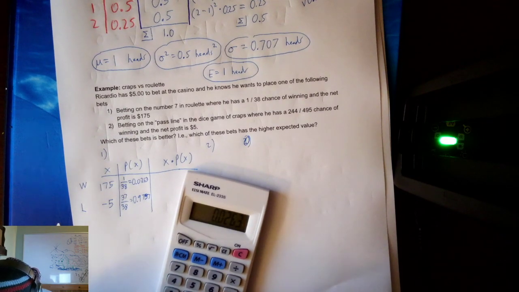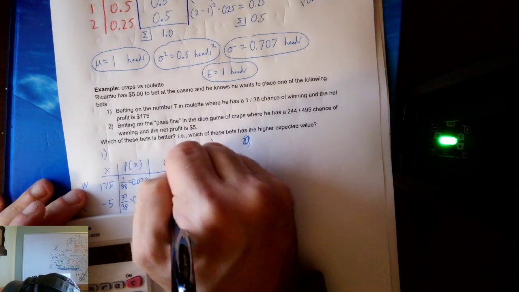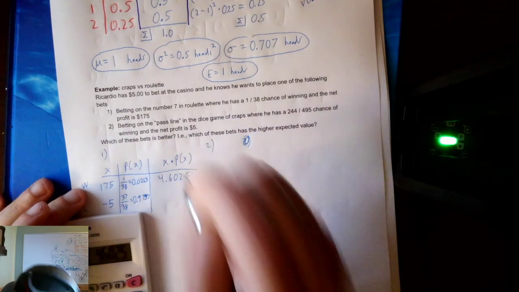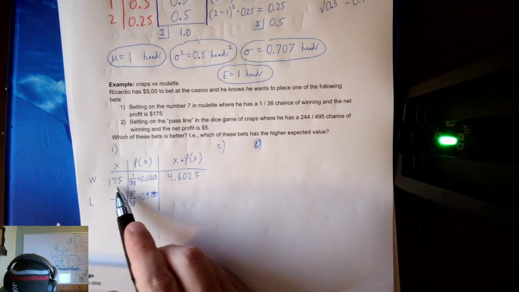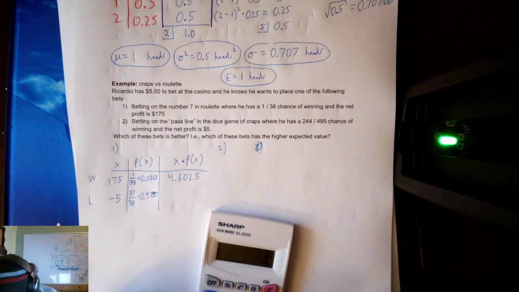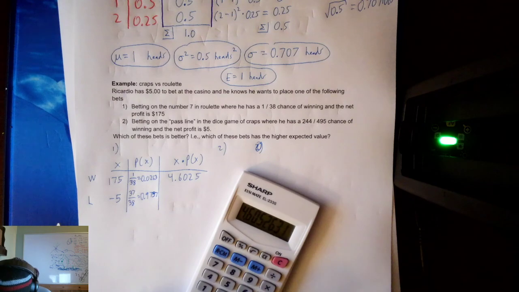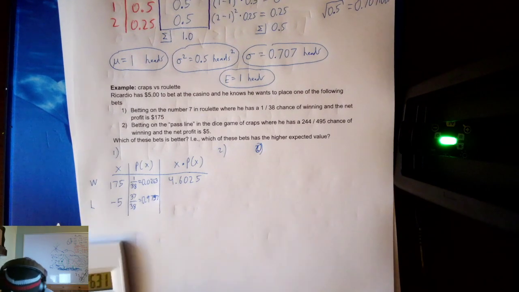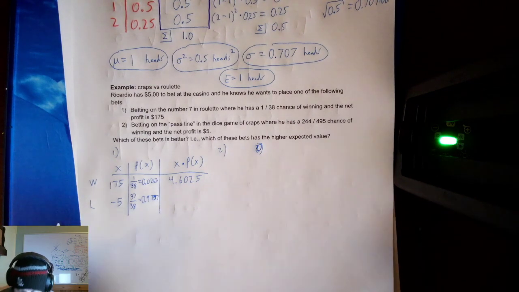Now, x times p of x, let's see, in the first one, 175 times 0.0263 gives me 4.6025 for my x times p of x, right? I multiply 175 times 1 over 38. You could have also kept it as a fraction. Either way would have given us the same information.